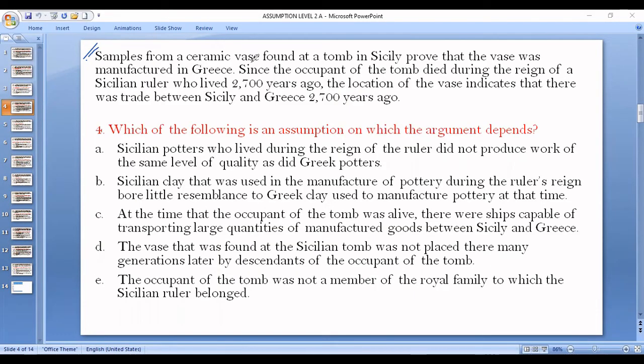Samples from a ceramic vase found at a tomb in Sicily prove that the vase was manufactured in Greece. Since the occupant of the tomb died during the reign of a Sicilian ruler who lived 2700 years ago, the location of the vase indicates that there was trade between Sicily and Greece 2700 years ago. All right. So, which of the following is an assumption on which the argument depends?